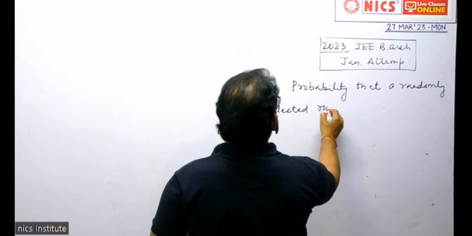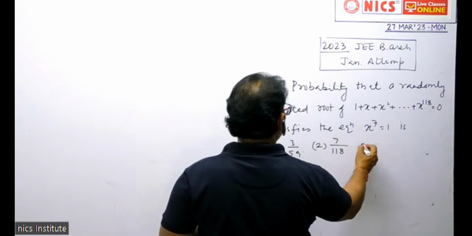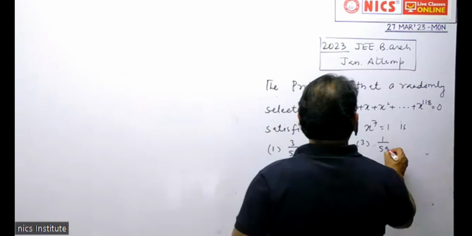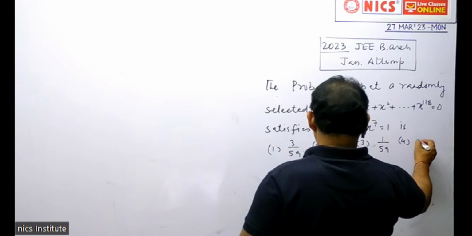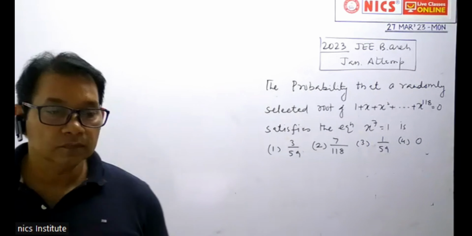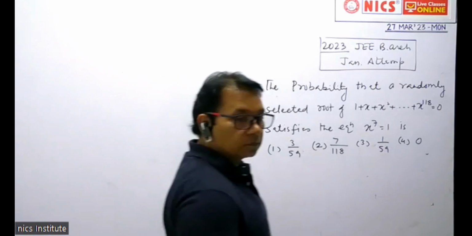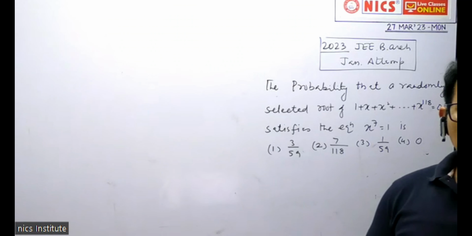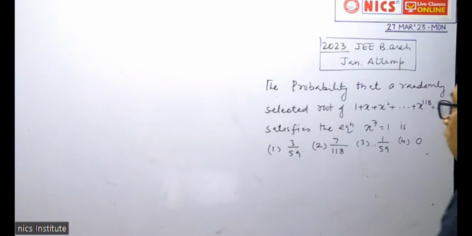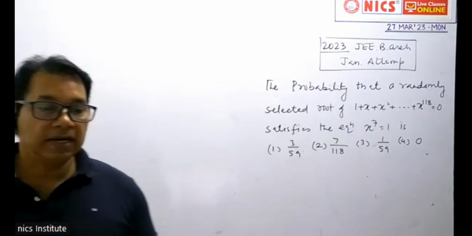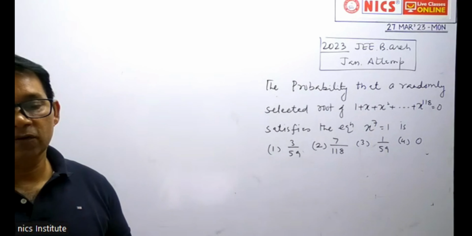options are 3 by 59, 7 by 118, 1 by 59, and 0. The probability that a randomly selected root of 1 plus x plus x squared till x to the power 118 equals 0 satisfies the equation x to the power 7 equals 1.